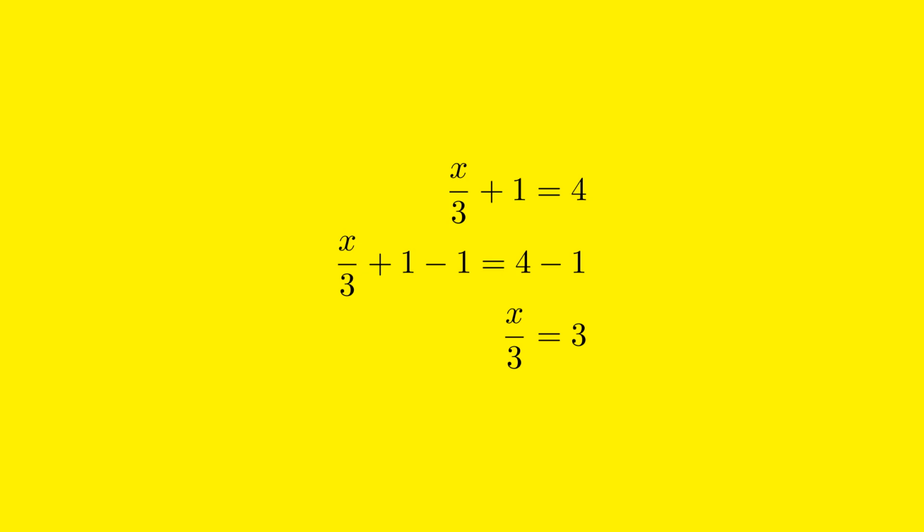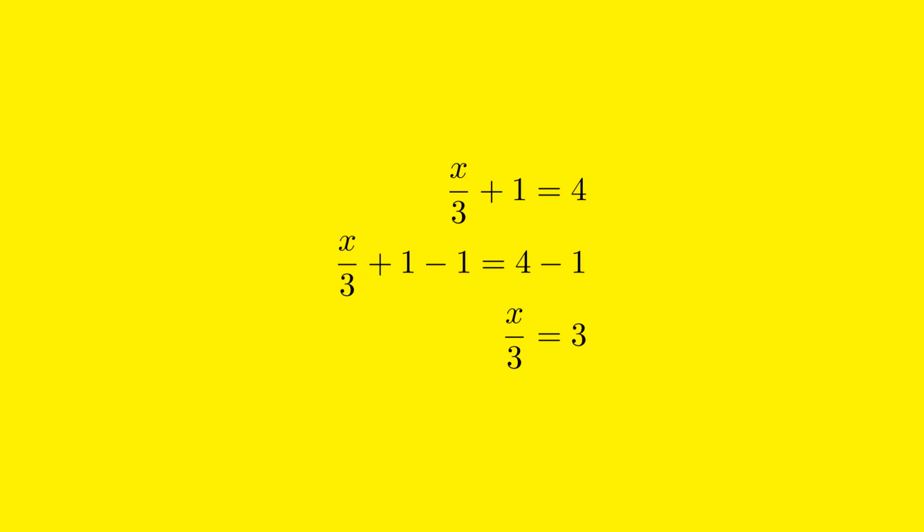Alter the expression on the left side by removing plus 1 and then subtract 1 from the right side. This gives us the new equation: x divided by 3 equals 4 minus 1. Now carefully subtract 1 from 4 on the right side. 4 minus 1 equals 3. So we have the simplified equation, x divided by 3 equals 3.